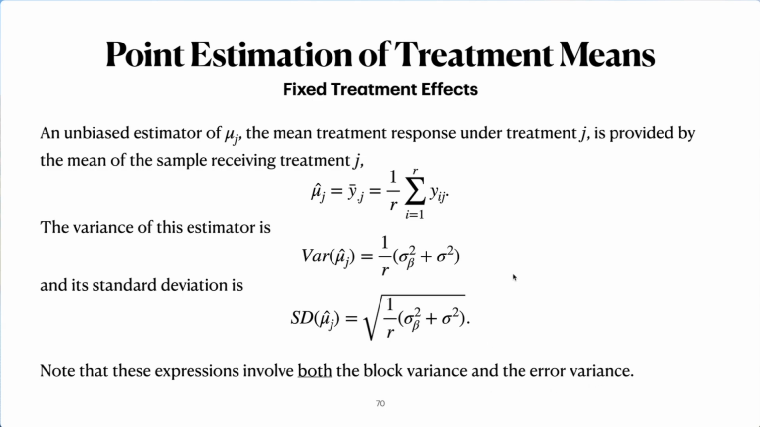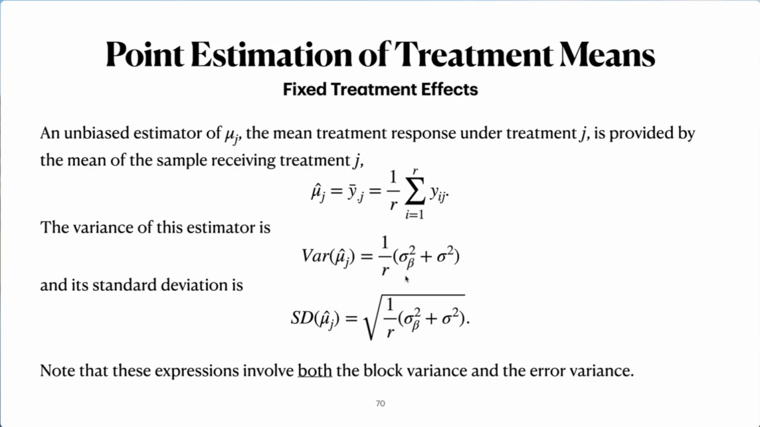All right, and the other point here is that we don't know sigma squared sub beta, we don't know sigma squared, and so we're not going to actually be able to calculate the actual values for the variance and the standard deviation of mu hat sub j. And so we're going to have to try to figure out how we can come up with estimates for the variance and the standard deviation of mu hat sub j. Okay, so that's an important point to consider.